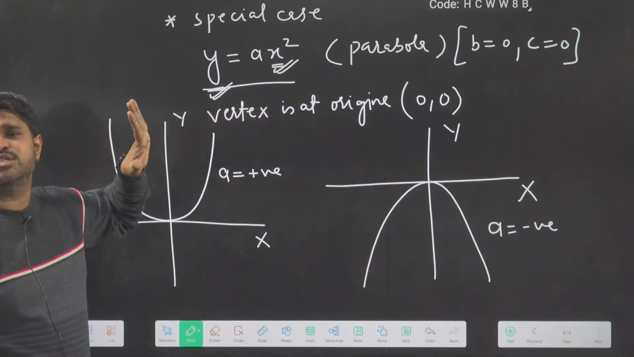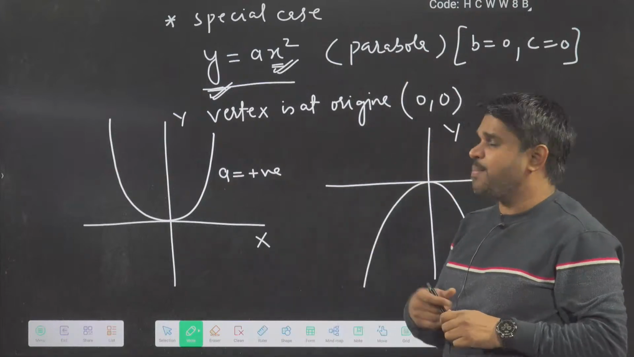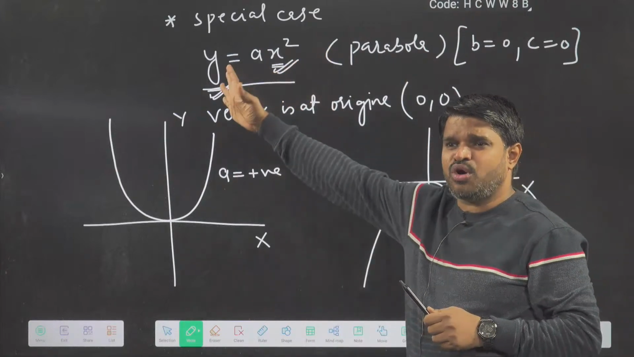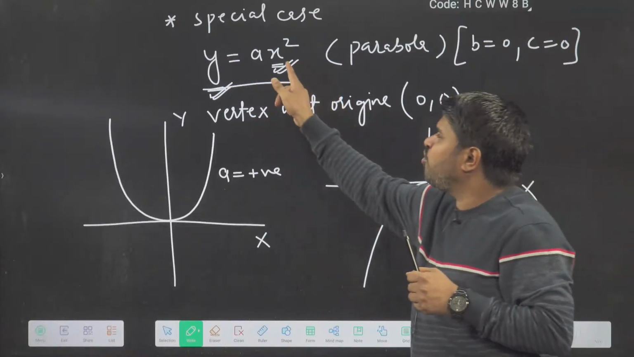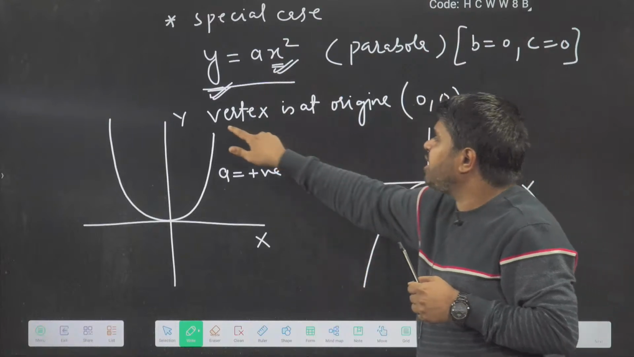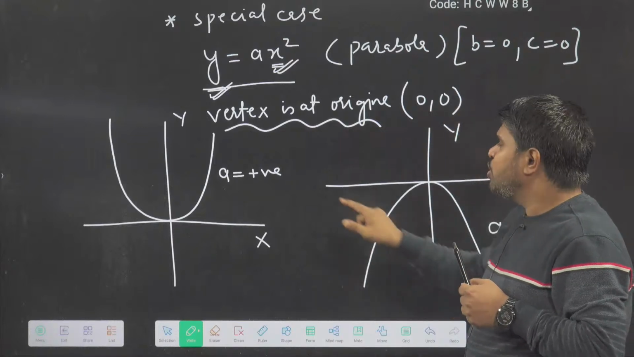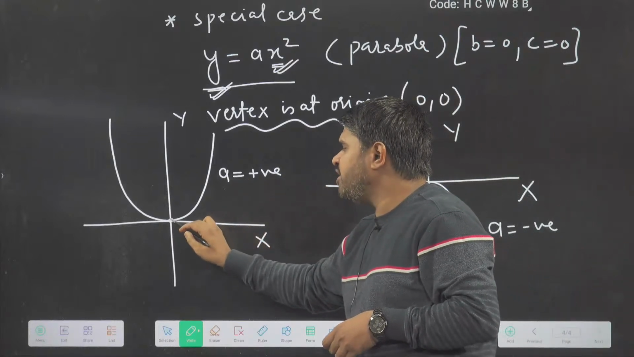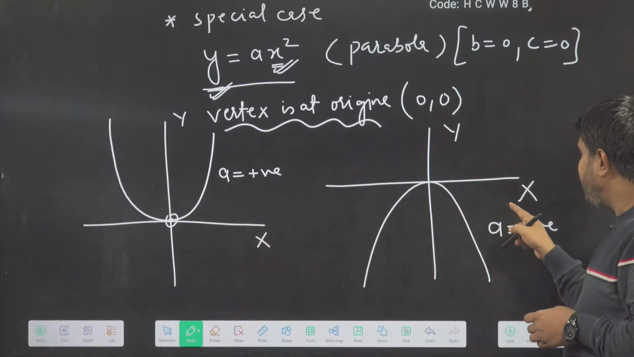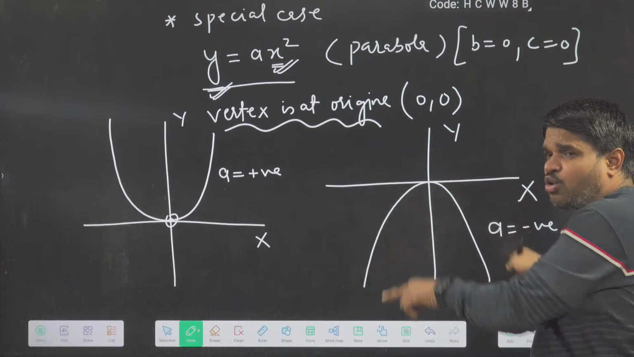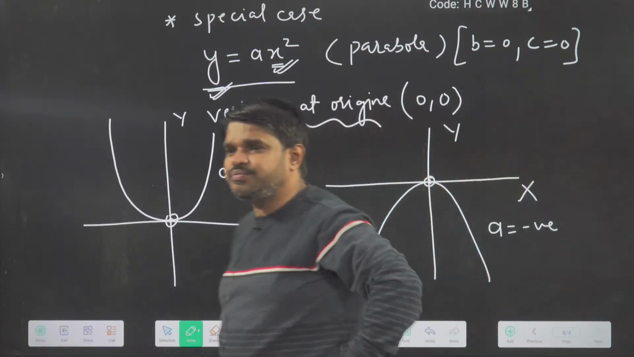So y equals ax squared also represents a parabola, because it is meeting the condition of a parabola. Highest power of x is 2, highest power of y is 1. What is the coefficient of x squared? a. And the vertex or tip of this parabola is the origin, (0, 0). When a is positive, you will have an upward facing parabola with vertex at origin. If a is negative, you will have a downward facing parabola with tip or vertex at origin. Draw it fast.